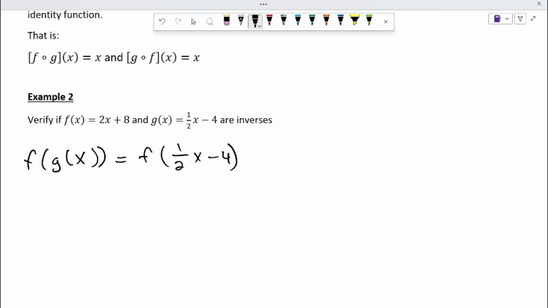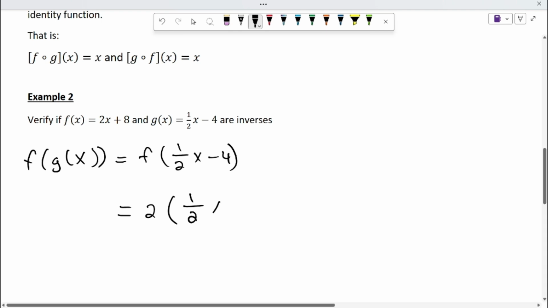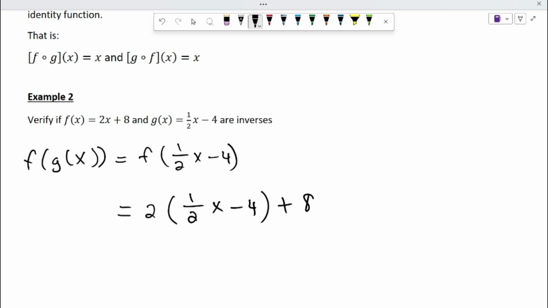So we're evaluating g in f. So this equals, anywhere I see x in the f function, I will input this entire chunk, that entire chunk which is g. So this equals 2 times (1/2 x minus 4) plus 8. So don't forget the last term. We're only plugging in for x. We're plugging in g for x.